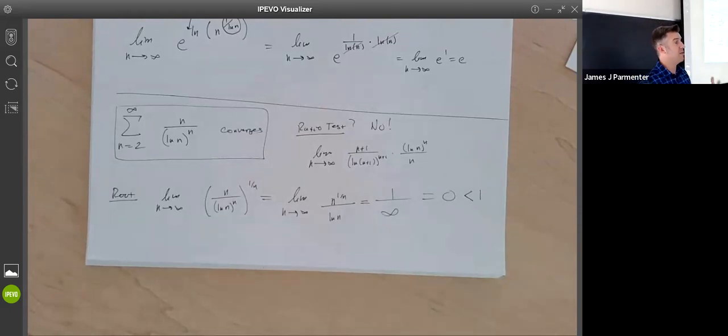But for now, what I'll leave you with is remember that the ratio test and the root test are virtually the same. If the limit that you're taking is larger than 1, you get divergence. The limit you're taking is less than 1, you get convergence.